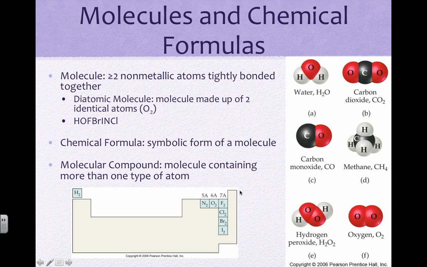Molecular compounds are molecules containing more than one type of atom. So while we have diatomic molecules, over here we have molecular compounds. These will all be considered molecular compounds because they're made up of at least two different kinds of elements.